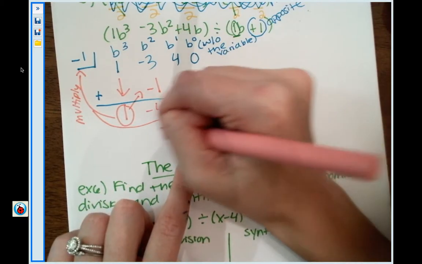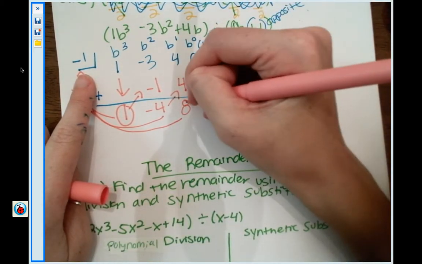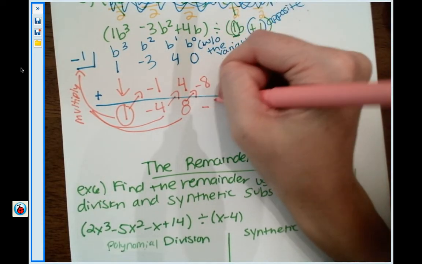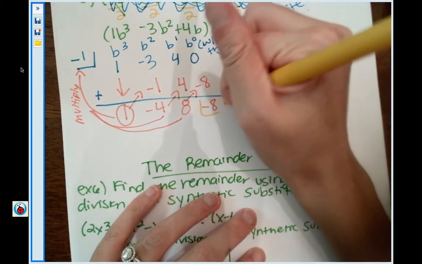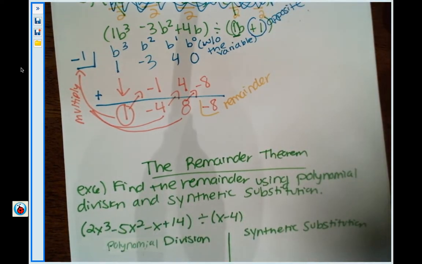Guess what, you guys? I'm going to multiply this to the boxy. So 8 times negative 1 is negative 8. So I'm going to slide that bad boy over, and 0 minus 8 is negative 8. And don't forget, you guys, this last number is always the remainder. Alright, let's write our final answer.